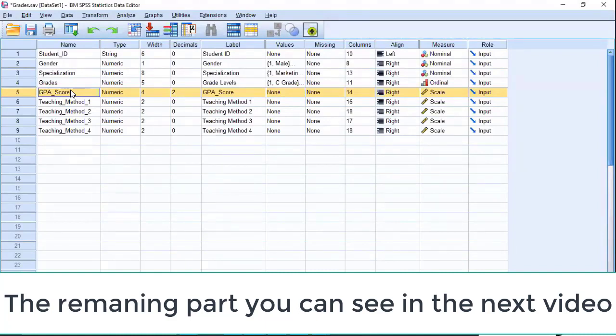Now, when you come to the two sample t-test, we will be using two different samples. For example, I want to check whether there is any difference between gender and GPA score.